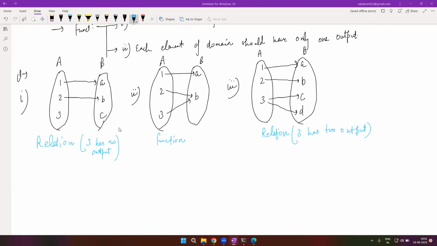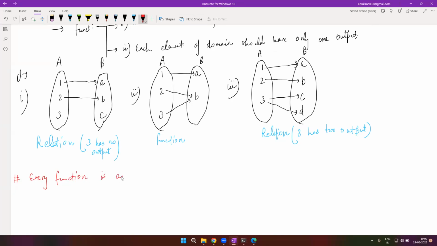So if your relation is satisfying these two conditions, कि हर इनपुट का आउटपुट होना चाहिए और हर इनपुट का एक ही आउटपुट होना चाहिए. If your relation is satisfying these two conditions, in that case you can say that this relation is a function, right? So the basic difference between them are these two conditions, and we can also note this line that every function is a relation.